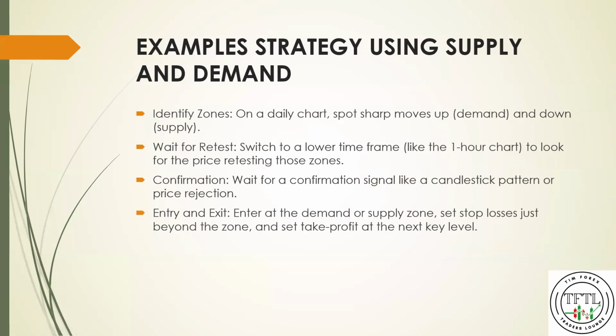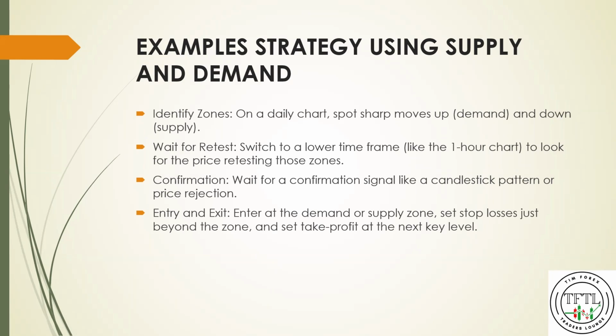So what I'm going to do is, as I give examples of strategy using supply and demand, this is basically a summary of it before I take you to the chart to show you how it really happens. So the first thing, identify the zone, maybe on a daily time frame or 4 hour time frame chart. So spot sharp moves up if you're looking for demand zones, and sharp moves down if you're looking for supply zones. Then wait for the price to retest those zones. After you mark the zone, wait for the price to retest the zone.